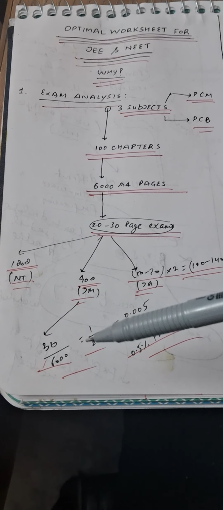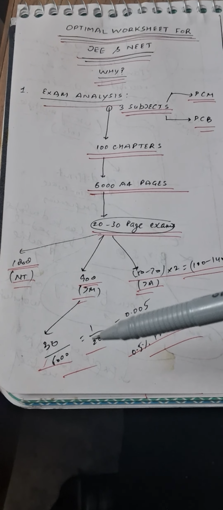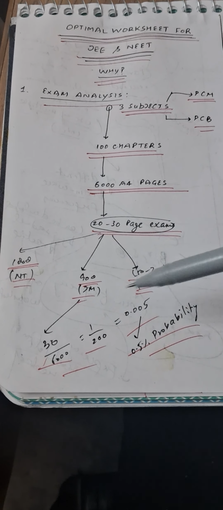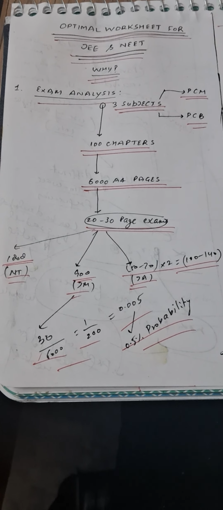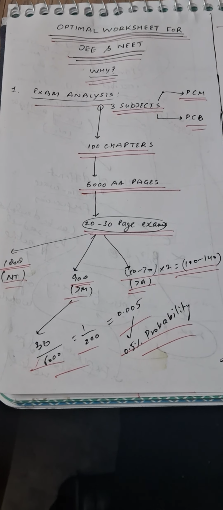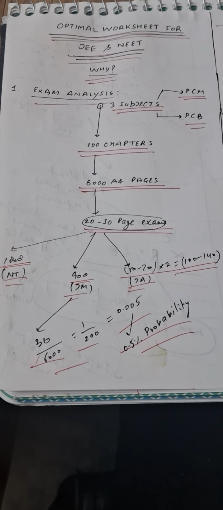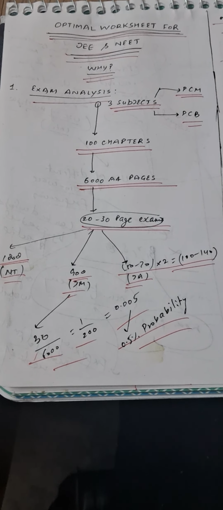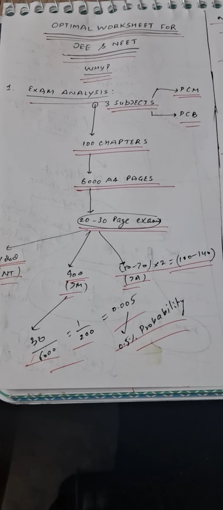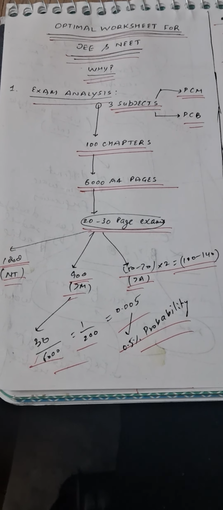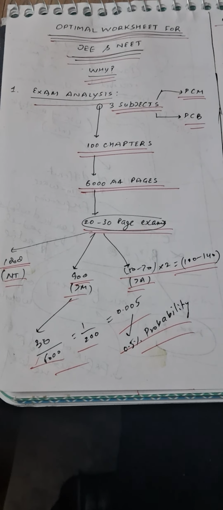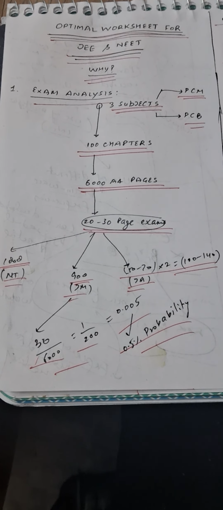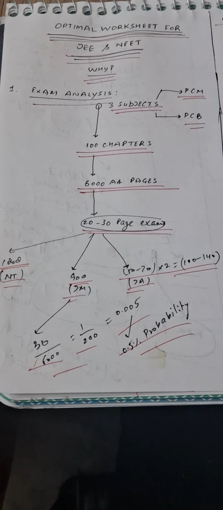So the probability of information retention is 30 by 6000, which is 1 by 200, which is 0.005. That is only 0.5% probability is there. So that roughly means that out of all the perfectly written information, only 0.5% is probable to come in the exam. So that gives you a statistical analysis of how tough the exam is. And here the game is of the retention pattern or the neural pattern.